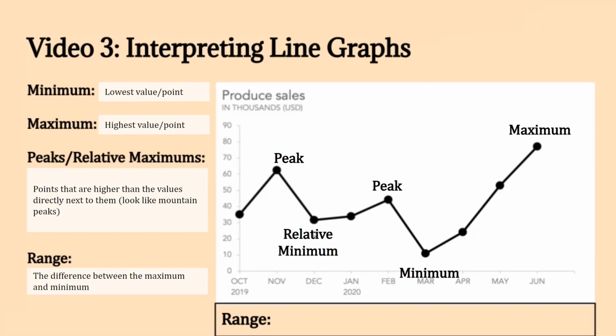And then if I wanted to calculate the range, because that's going to let me know how much variety there is, or how stable the price of my stock is or the company sales are, we're going to look at our maximum and our minimum. Our maximum over here, it looks like it's around $80,000. And our minimum is down here, it looks like it's at about $10,000. So we're going to do 80 subtract 10, and that's going to give us 70. So the range for this data would be $70,000.